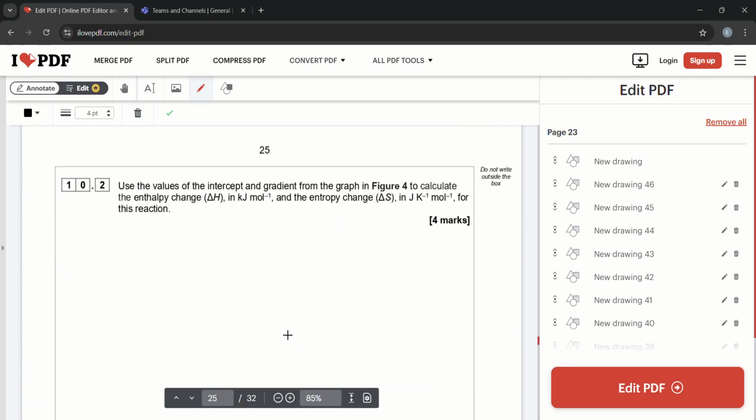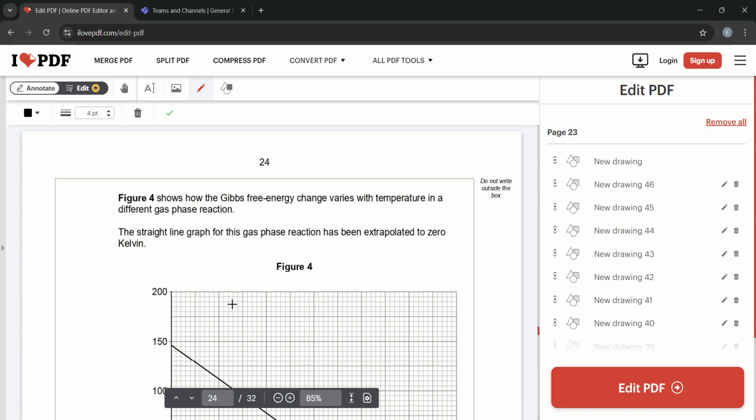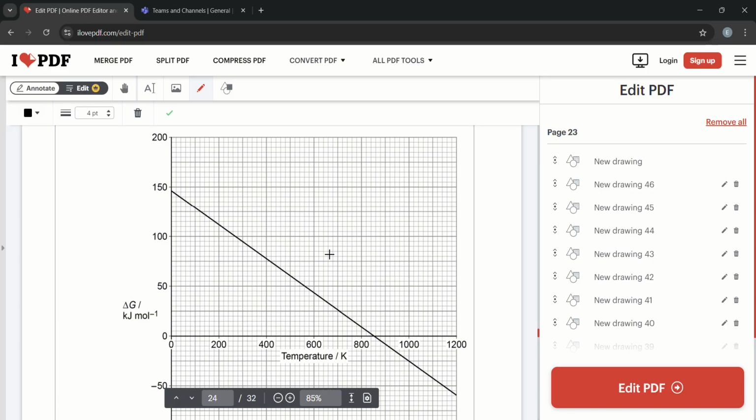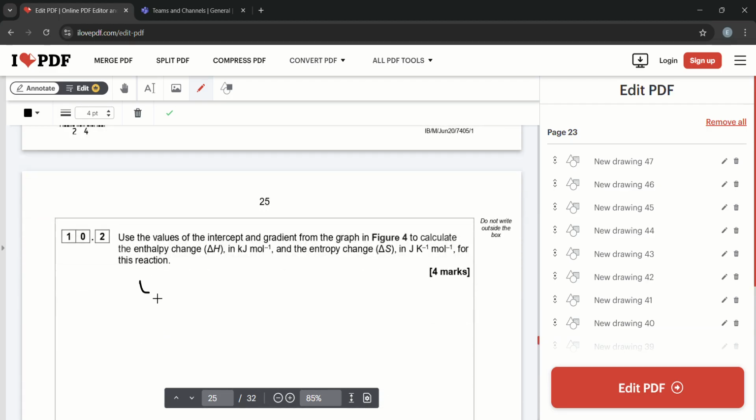So this wants us to work out the enthalpy change and the entropy change for this reaction using the gradient of the graph and the intercept. So this is a straight line, so it's going to be y equals mx plus c. You know, you learn this in GCSE maths, and you go through it again in A-level maths, because it's extremely important. Any straight line, we can use this equation generally. Y is equal to mx plus c. So let's write that down. Y equals mx plus c.